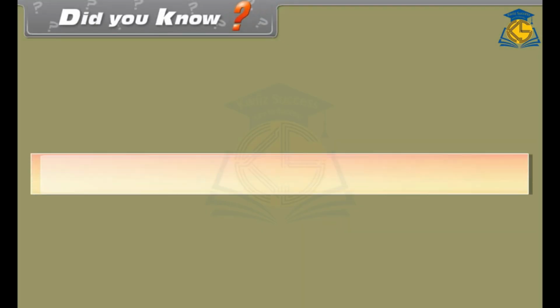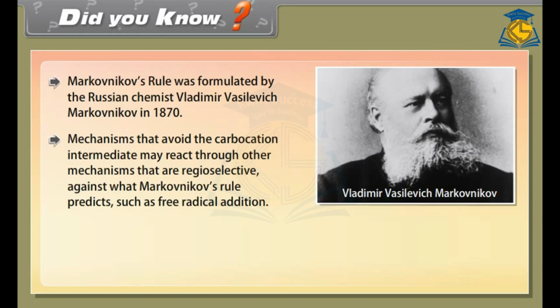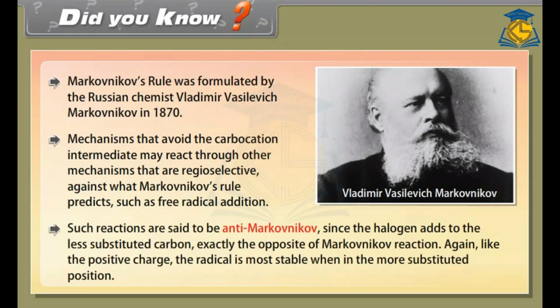Did you know? Markovnikov's rule was formulated by the Russian chemist Vladimir Vasilievich Markovnikov in 1870. Mechanisms that avoid the carbocation intermediate may react through other mechanisms that are regioselective against what Markovnikov's rule predicts, such as free radical addition. Such reactions are said to be anti-Markovnikov, since the halogen adds to the less substituted carbon, exactly the opposite of Markovnikov reaction. Again, like the positive charge, the radical is most stable when in the more substituted position.